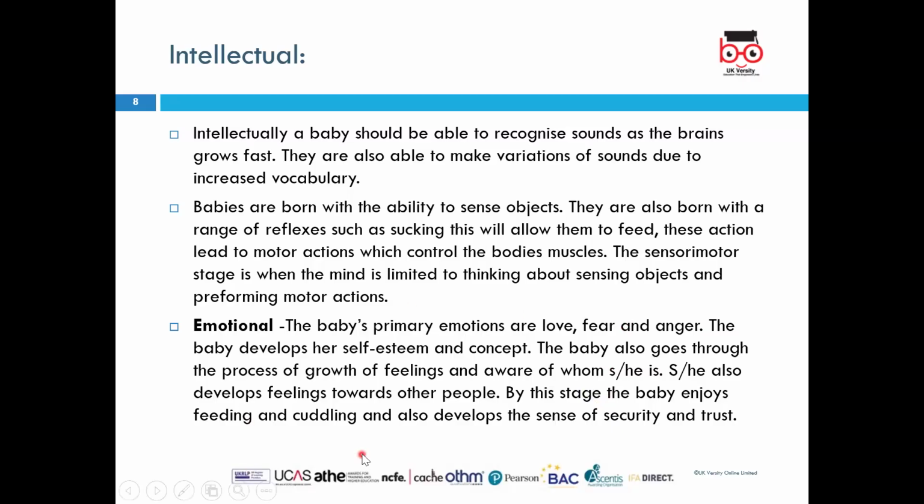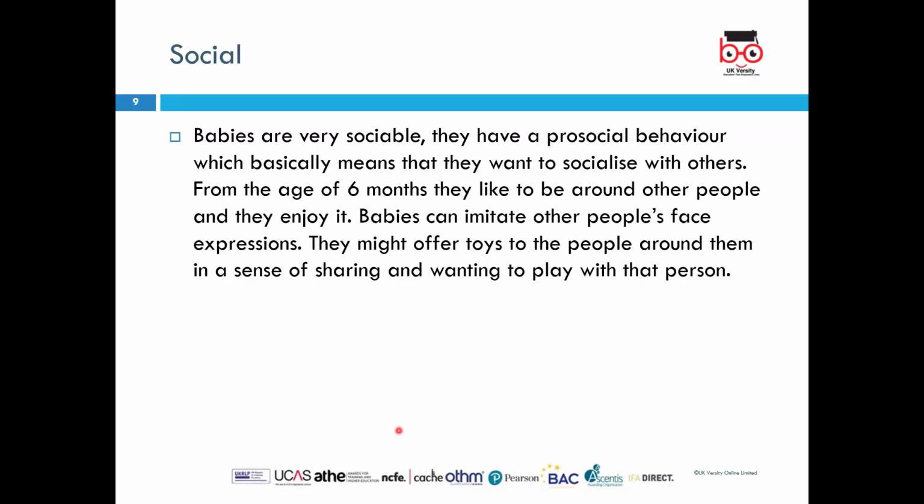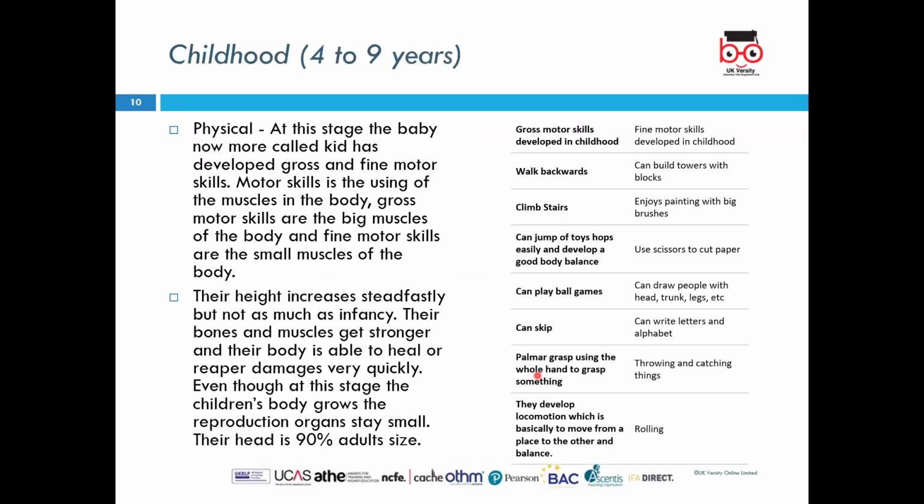Then they have emotional needs as well. They're very important. At first they were not included, but now they have been included. Feeding and cuddling help them become emotionally resilient and develop their self-esteem. Socially, babies are very social. They look at people's faces and gestures, and from the age of 6 months, they're likely to be around other people and they enjoy it.